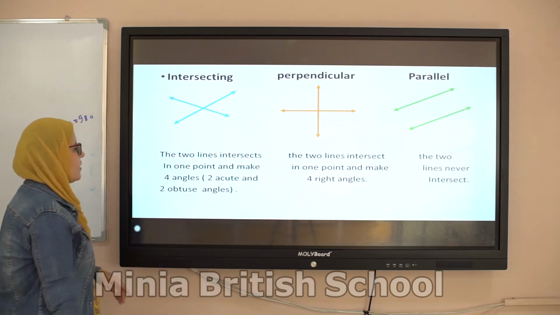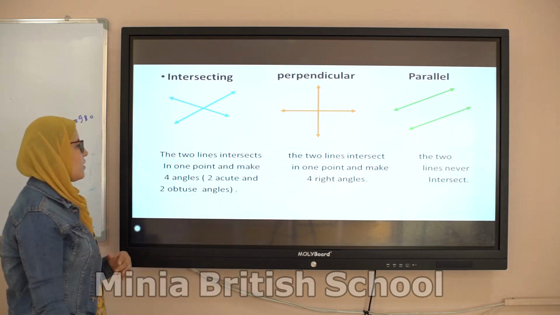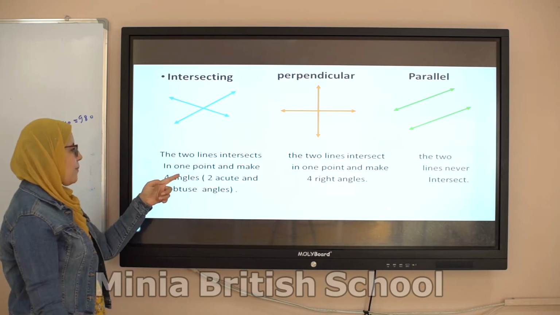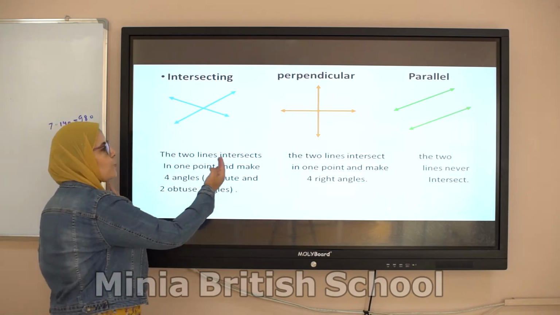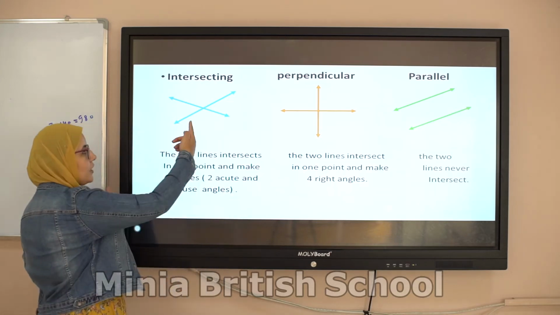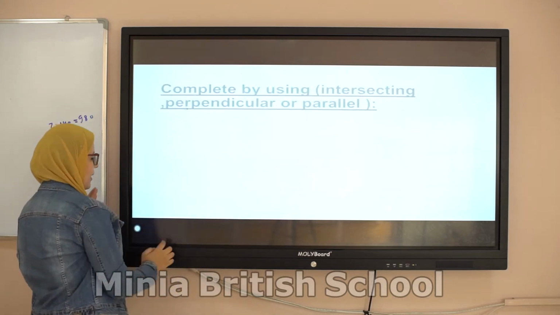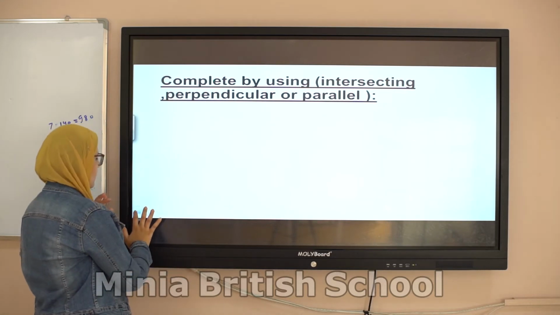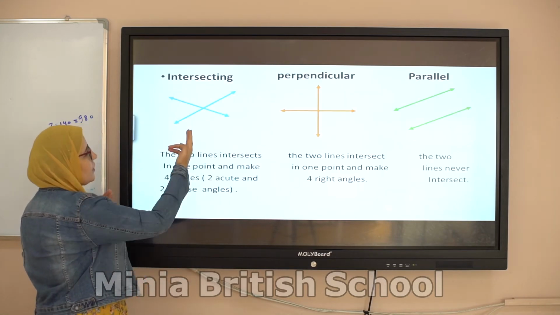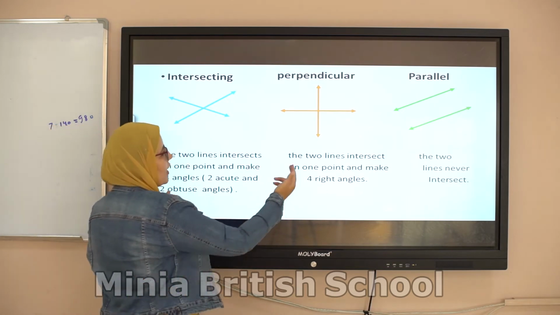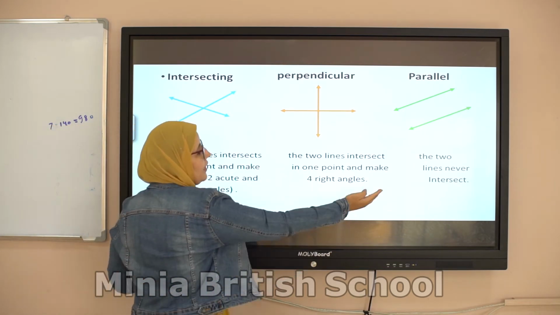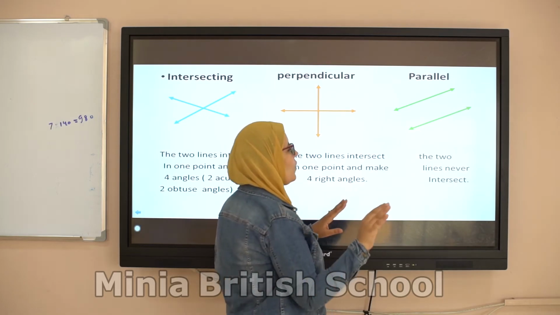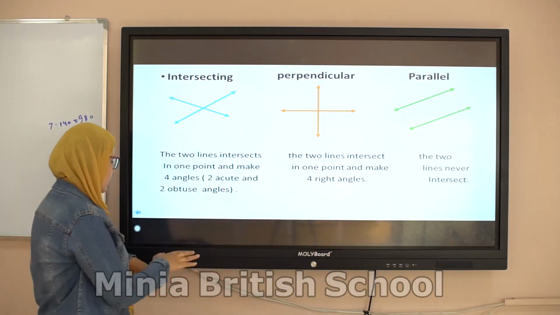In the first case, the 2 lines intersect in one point, and they make 4 angles. So here 4 angles and here 4 angles. But here 2 acute angles and 2 obtuse angles. Here, 4 right angles. Here, the third case, no intersection point and no angles because they never meet.